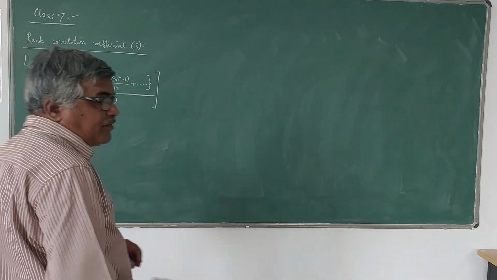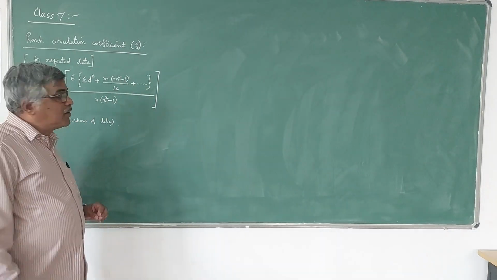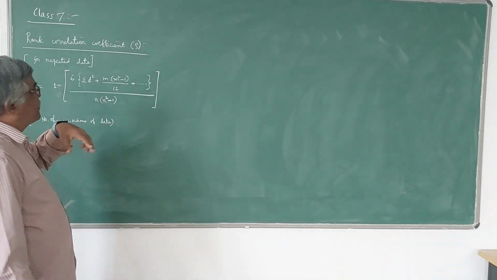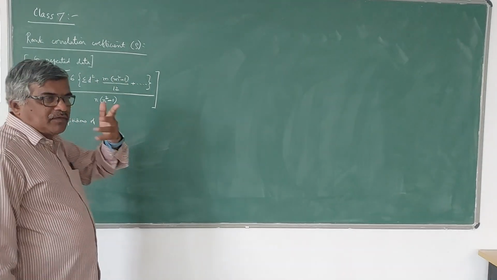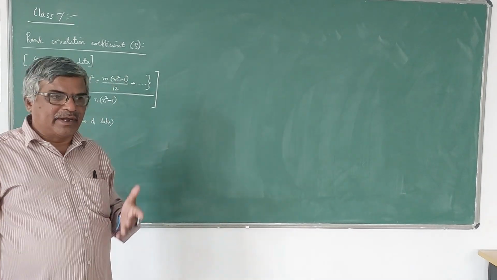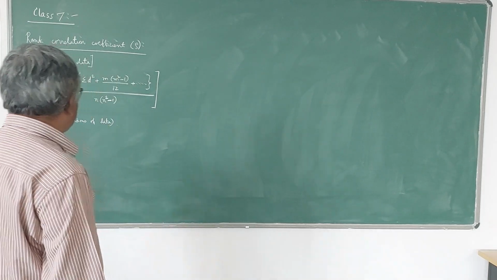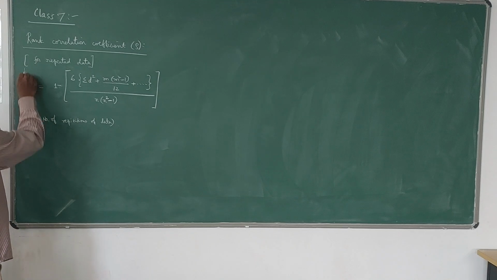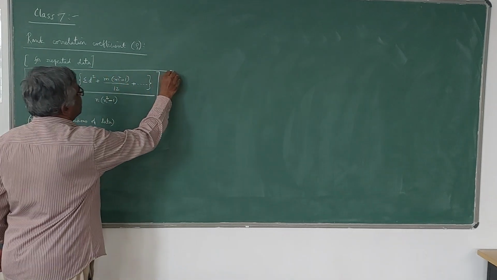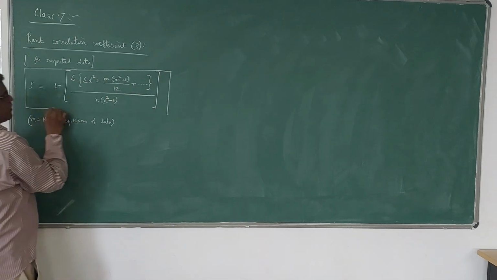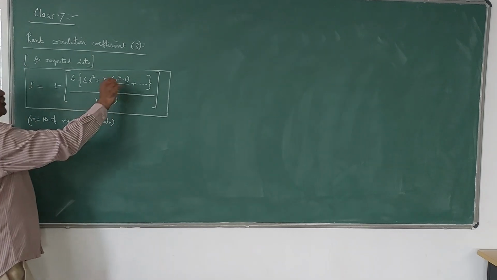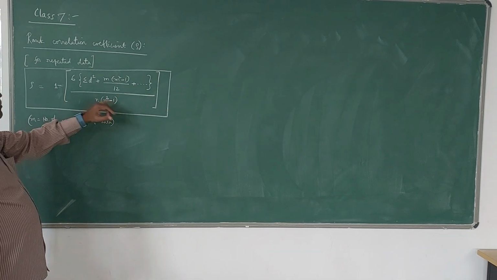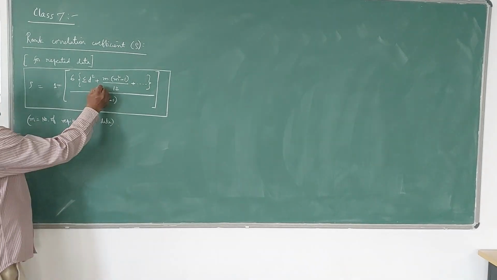In this class, I will just tell you how to calculate the rank correlation coefficient rho when values are repeated, that is, for repeated data in x and y. For that, we have to use this formula: rho is equal to 1 minus 6 into [sigma d square plus m into (m square minus 1) by 12 plus etc.] divided by n into (n square minus 1). So here this is an additional term.